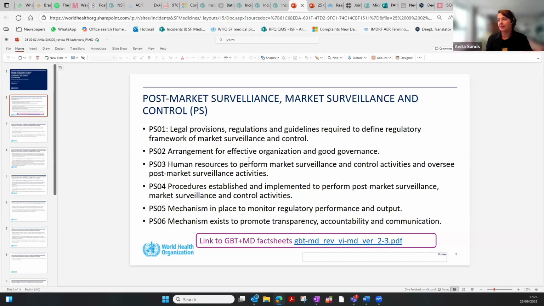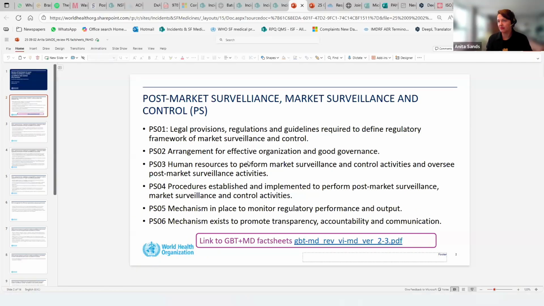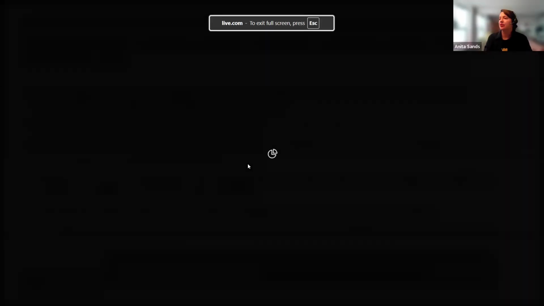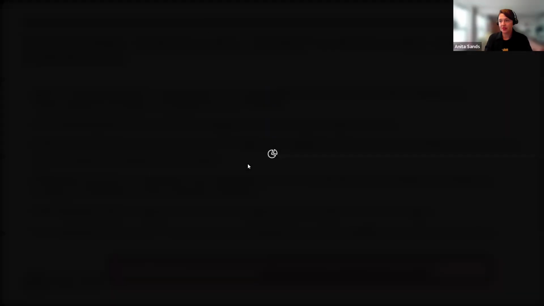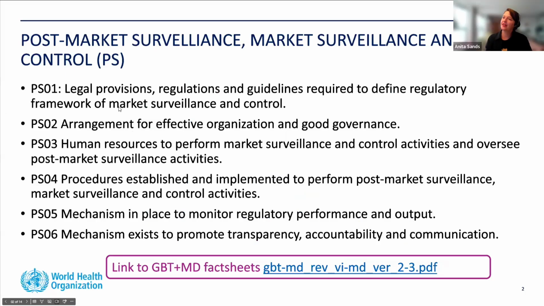the authority is important. Do you have the dedicated human resources to perform? Do you have the necessary human resources? And then I talked a lot about legal provisions, regulations, and guidelines, but indicator 4 is always around procedures. Do you have procedures in place that enable the human resources in the authority to be able to review post-market surveillance activities and conduct market surveillance and control?